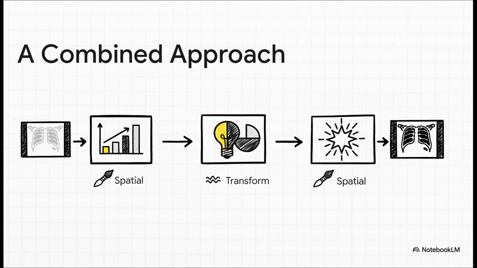What researchers did was apply a multi-step process. And check this out. They used tools from both of our toolkits. They started with histogram equalization from the spatial toolkit, then they applied homomorphic filtering from the transform toolkit, and they finished it off with unsharp masking, another spatial tool. This hybrid approach, well, that was the secret sauce.